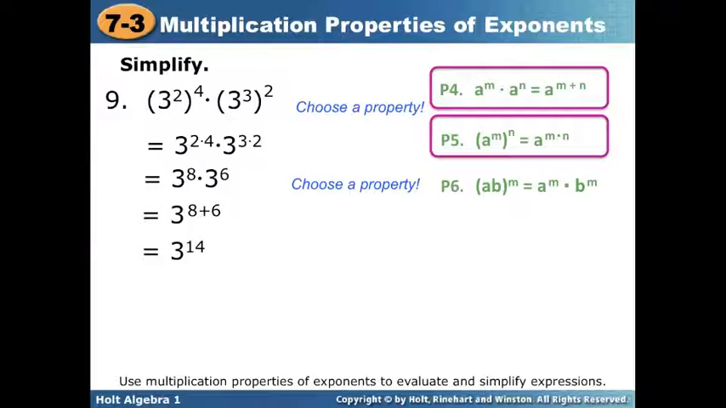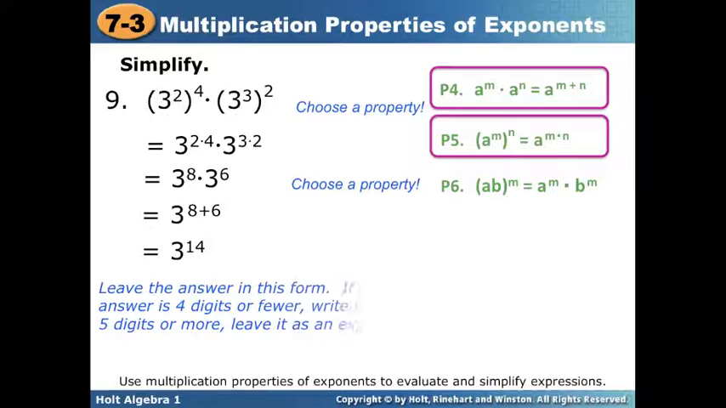Notice here we used our exponent properties to simplify. You should not just be punching it into a calculator and giving me your final answer. You will be able to leave this answer in exponent form. If it's 4 digits or fewer, you'll write it. But in this case, if it's 5 digits or more, leave it as an exponent.